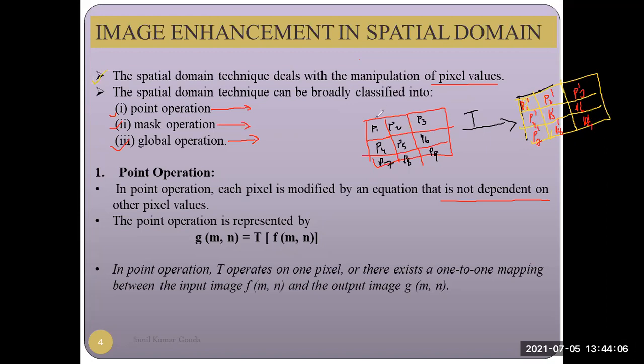Okay. So what the point operation is saying: suppose I perform a certain transformation on P1, then what I am getting is P1 dash. So whatever transformation or image enhancement algorithm is applied to P1, it will not depend upon any other pixel value. The neighborhood pixels of this one, you can see here, are P2, P5 and P4. Now these pixels will not have any effect.